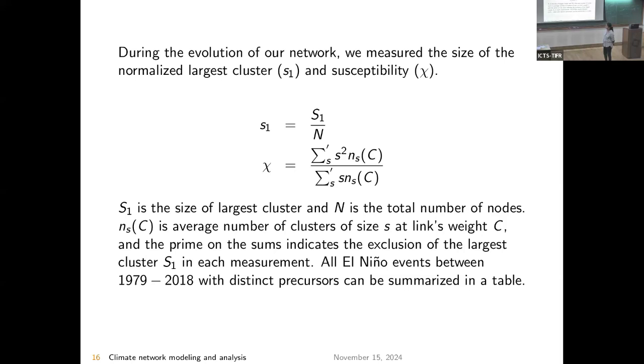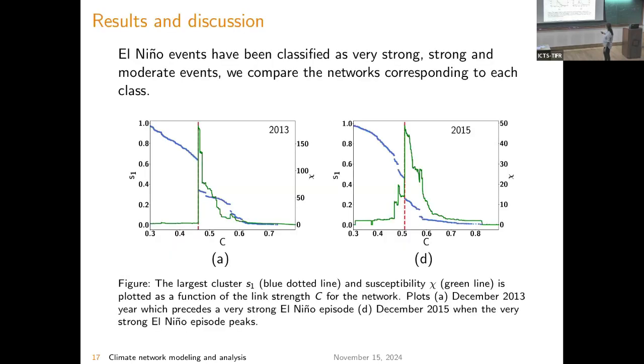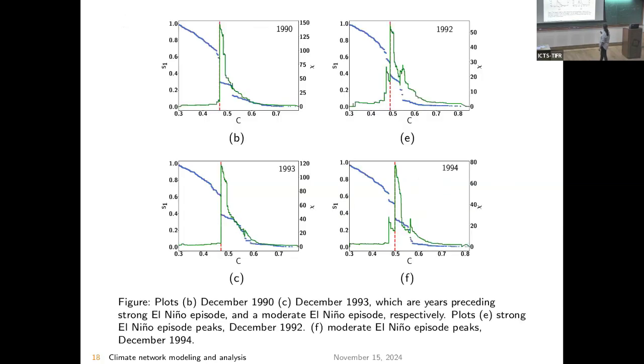What is this? Susceptibility is telling us, apart from the largest cluster, how many clusters are there in the networks. It is the standard deviation of the variation. So as we see, we can clearly see the distinct pattern before the indicator year and during the El Nino year.